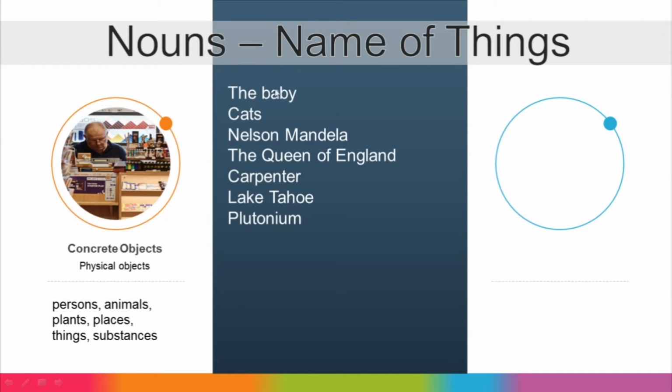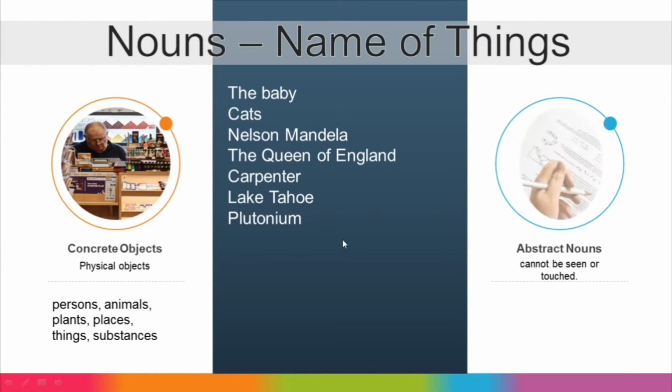The baby. Baby is the noun. Cats, Nelson Mandela. Now, names of people such as Nelson Mandela are nouns. Also, titles such as the Queen of England and professions, or names of jobs such as carpenter, and also names of places like Lake Tahoe. All of these are nouns because they're part of a name. Also the name of elements or substances like plutonium.